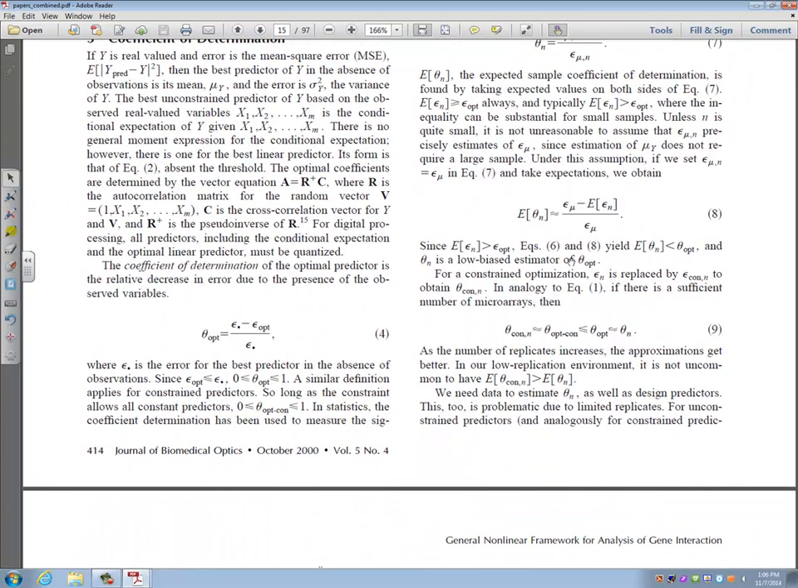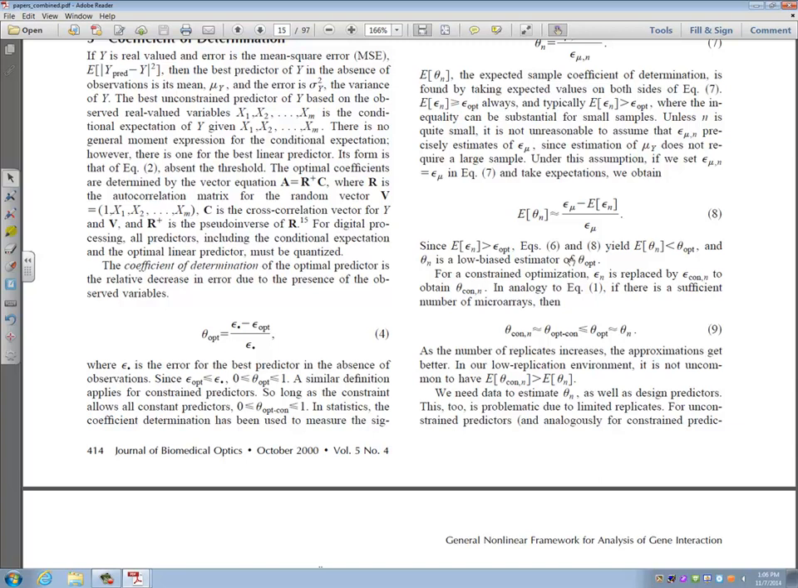Okay, so the optimal coefficients are determined by the vector equation A equals R pseudo inverse C, where R is the autocorrelation matrix for the random vector V, and C is the cross correlation vector for Y and V, and R plus is the pseudo inverse. I derived this last time. If you look back in your notes, all that is derived when I talked about the orthogonality principle. So for digital processing, all predictors, including the conditional expectation and the optimal linear predictor, must be quantized if you're going to do digital, not analog.